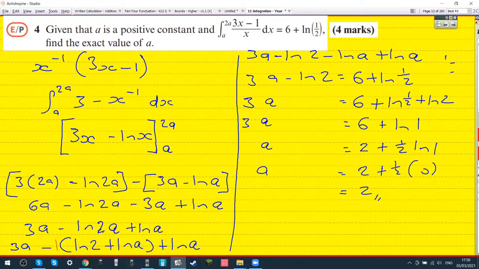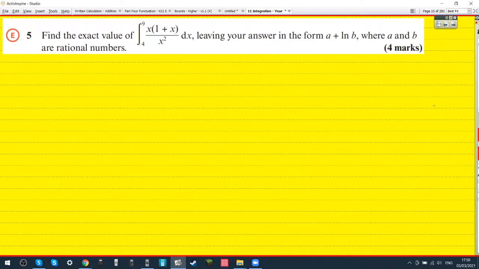When you add logs, you saw it at GCSE when you copy the base and add the powers. Logs are just like index numbers, so if you see them being added, that's when it's one times the other.